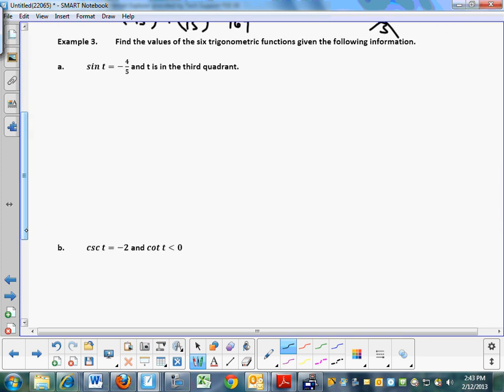Okay. Last example, these two. Find the values of the 6 trigonometric functions given the following information. Well, let's see if we can actually get through this. Sine of t, cosine of t, tangent of t.